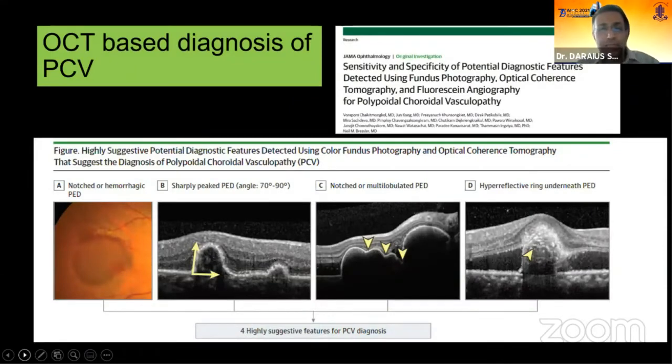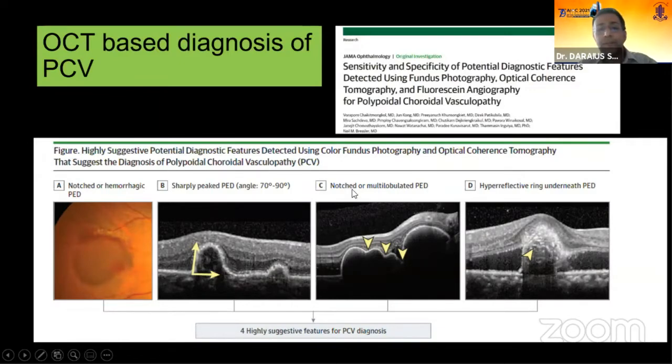So that's well to talk about this, but where is it really useful? This is an excellent article in JAMA Ophthalmology, which showed high sensitivity and specificity just by using OCT and a color photo for diagnosing PCV. They found that signs like a sharply peaked PED, what we call a thumb-shaped PED, a notched or multilobulated PED, or a hyperreflective ring, which are the things under the PED, were very, very sensitive and specific for detecting PCV in these cases.